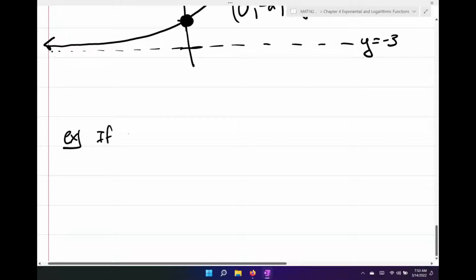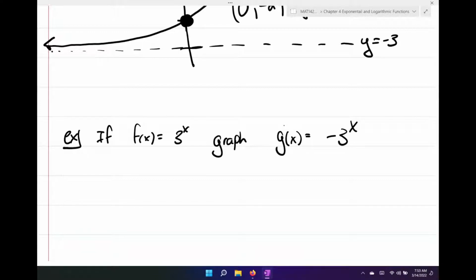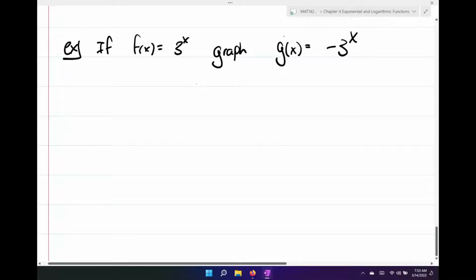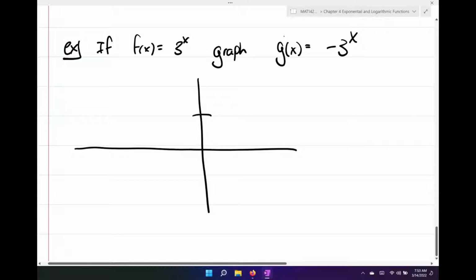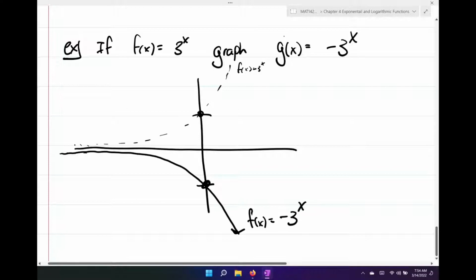So if f of x equals 3 to the x, graph g of x, which equals -3 to the x. Now notice the negative sign is in front of the parent function. Okay, so this is going to be a flip about the x-axis. So if this is my normal y equals 3 to the x, f of x equals 3 to the x, then when I reflect it about the x-axis, everything changes. Now it goes down this way. This is going to be f of x equals -3 to the x.